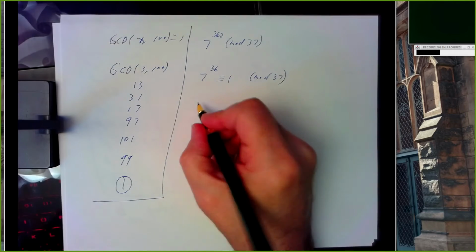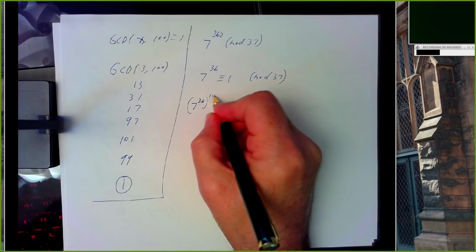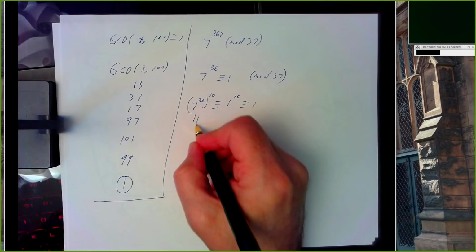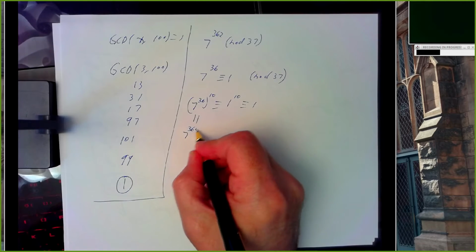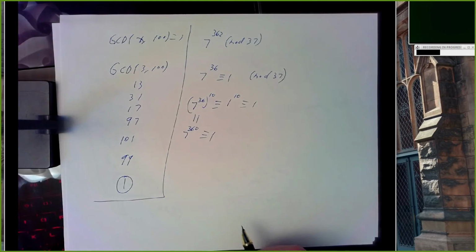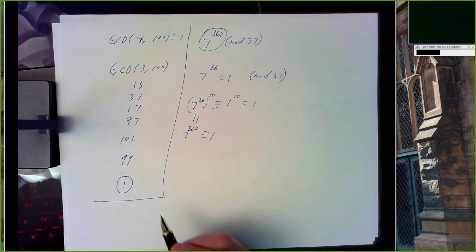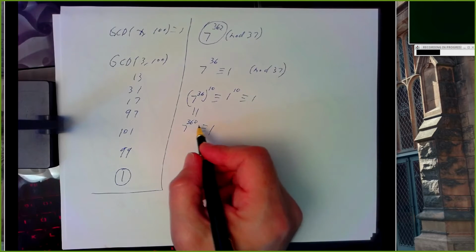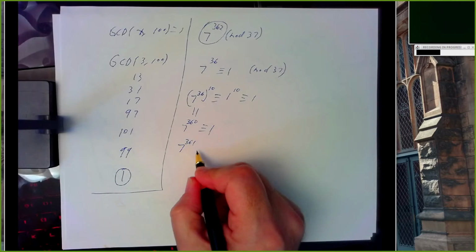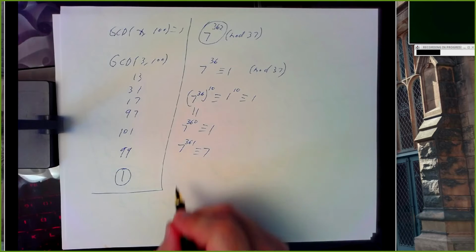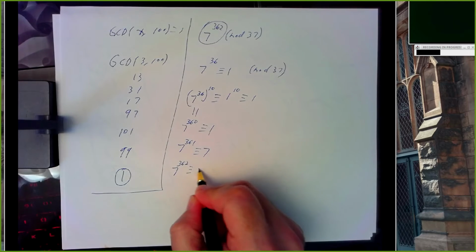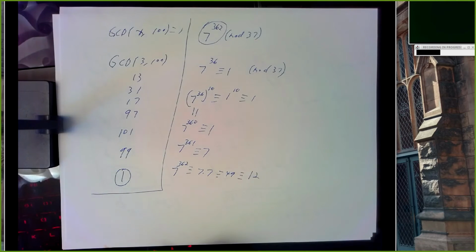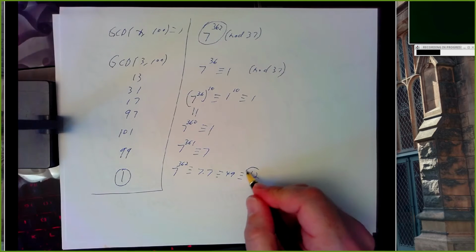Well, this is a nice fact, because if I take this and raise it to the 10th, I'll just get 1 to the 10th, which will still be 1. But 7 to the 36th raised to the 10th, that's 7 to the 360th. I'm trying to find 7 to the 362nd. Well, I just leapfrogged through my first 360 steps. If I know 7 to the 360th is 1, I can multiply by 7 once more and say that's congruent to 7. And then this will be congruent to 7 times 7, which is 49, which is 12 more than 37. So there's your answer.